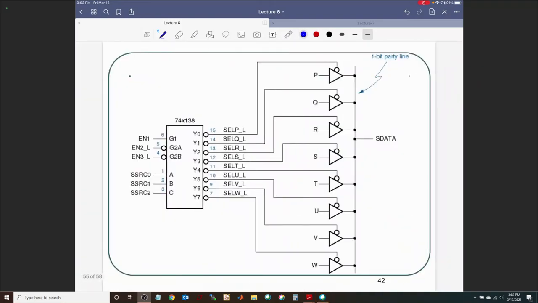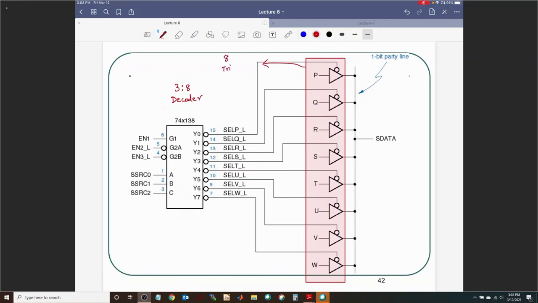Okay, now let's try to look at how we can use tri-state buffers to tie multiple outputs together. So as you can see, what all do we have on this slide? We have a standard 74X138 chip, which is a 3-to-8 decoder. And then we have a bunch of tri-state buffers, right? So let me box that up in maybe red. All of these guys, there are eight of them. Eight tri-state or three-state buffers with active low enables.